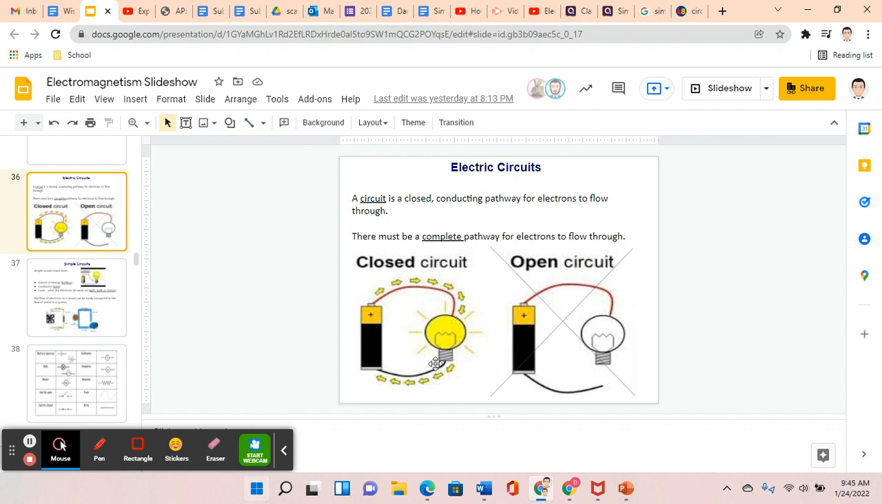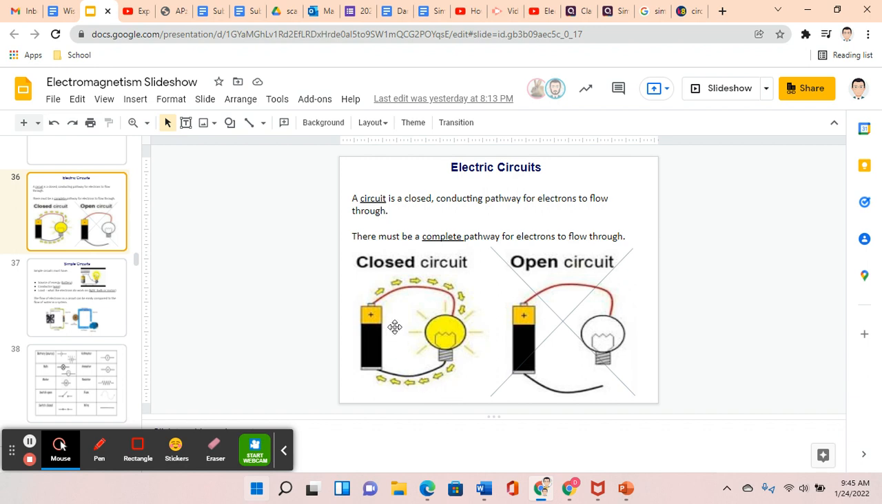And then you need a load. In this case, it's drawn as a light bulb. That load could be some other type of resistor or a motor or some other electrical device. But the three minimum things that you need to have in an electric circuit: you need a source of electricity, you need conductors, and you need a load. And when those things are connected in a closed pathway, electrons are able to flow as indicated here.